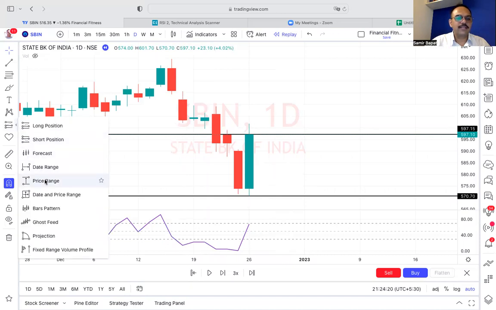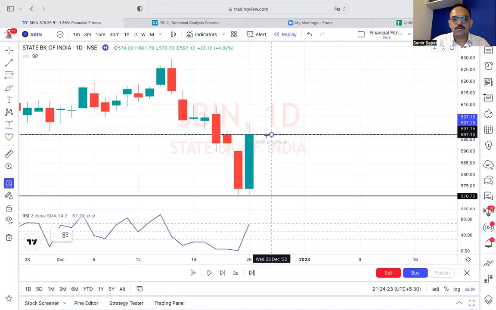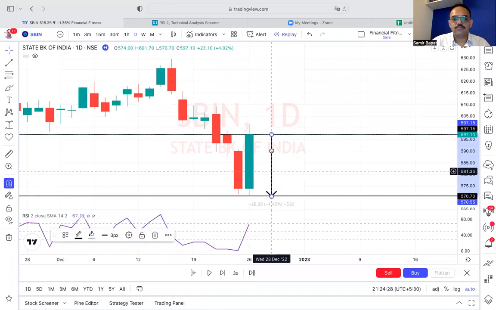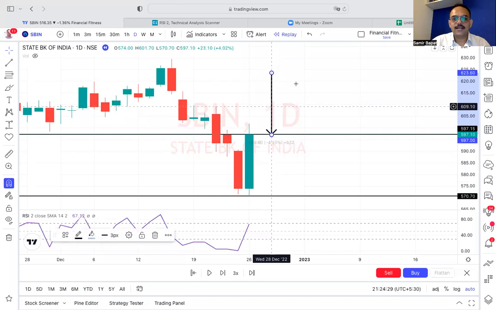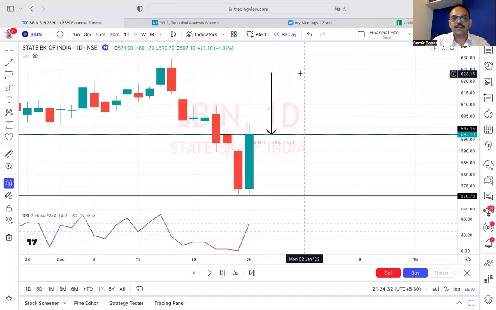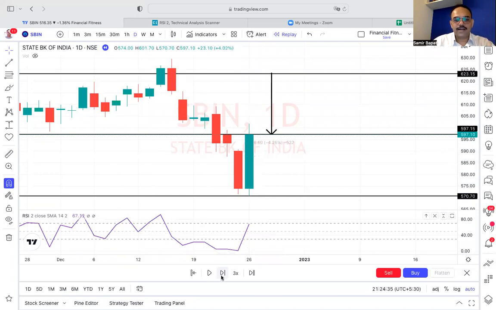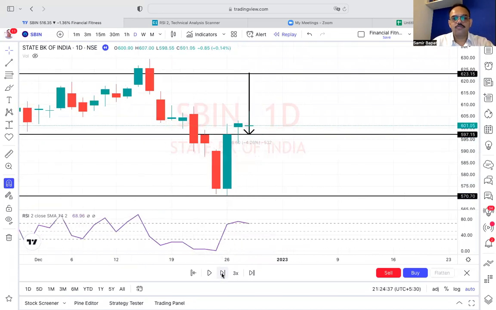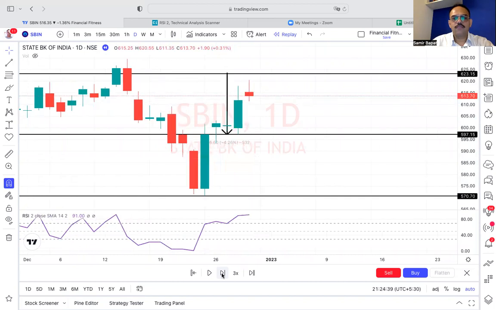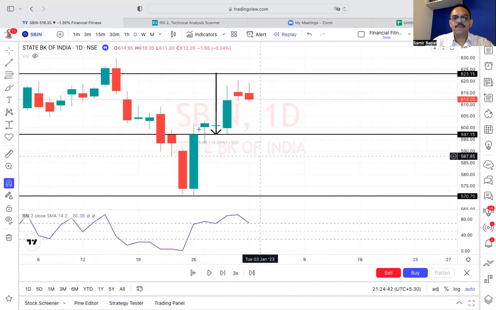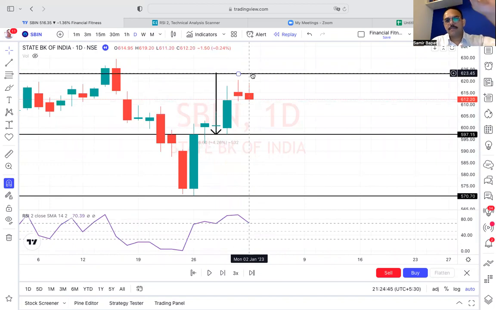Let me quickly calculate with this tool. Okay, the difference is 26 rupees. So this is my target 1. I will exit if it goes here. Okay, so 5 days. 1, 2, 3, 4, 5. It has not reached target. Better exit with some profit after 5 days and come out.